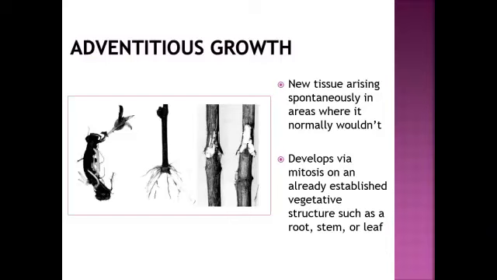A lot of times adventitious growth occurs as a result of a wound on the plant, and again, when you take a stem cutting, you've created a wound by cutting it off. Adventitious growth, because it is a type of vegetative growth, does develop via mitosis. So all the new cells being formed are genetically identical, and it's going to happen on an already established vegetative structure such as a root, stem, or leaf.